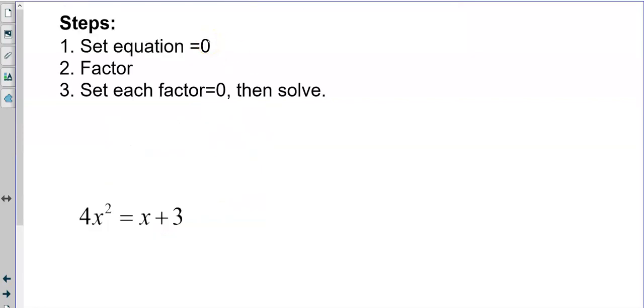So here are the 3 steps. Set the equation equal to 0. That's important because that's how it works. Factor it if you can. Set each factor equal to 0 to find the solutions.